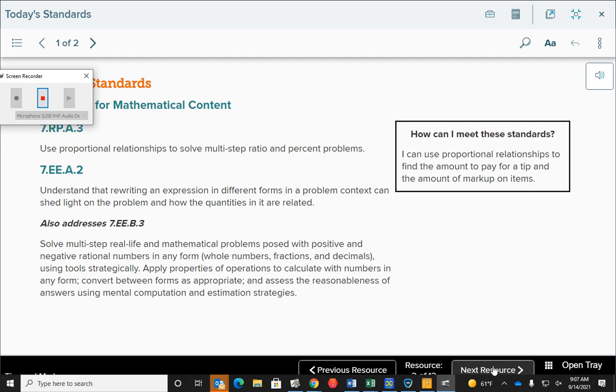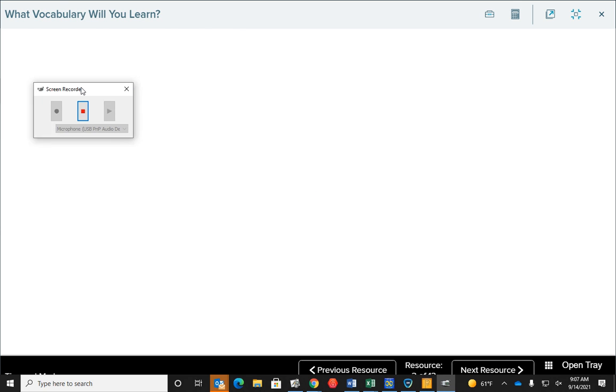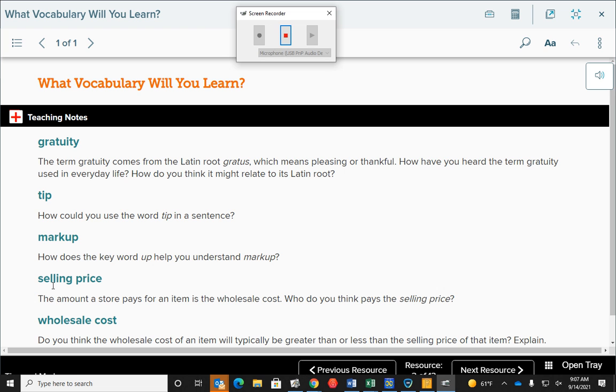Okay, so some of the vocab that you probably already know, but we're going to go over real quick. Gratuity. Does anybody know what a gratuity is? It's the same thing as a tip. A gratuity is something you pay in addition to the regular bill for service. So it's basically a tip. If you have pizza delivered to your house, you usually would give them a tip, a gratuity. Make sense?